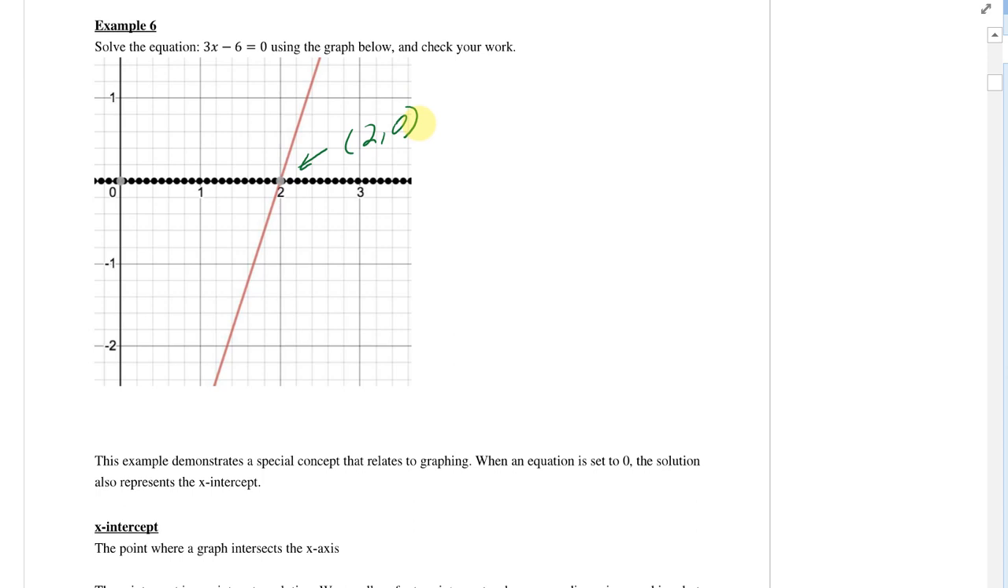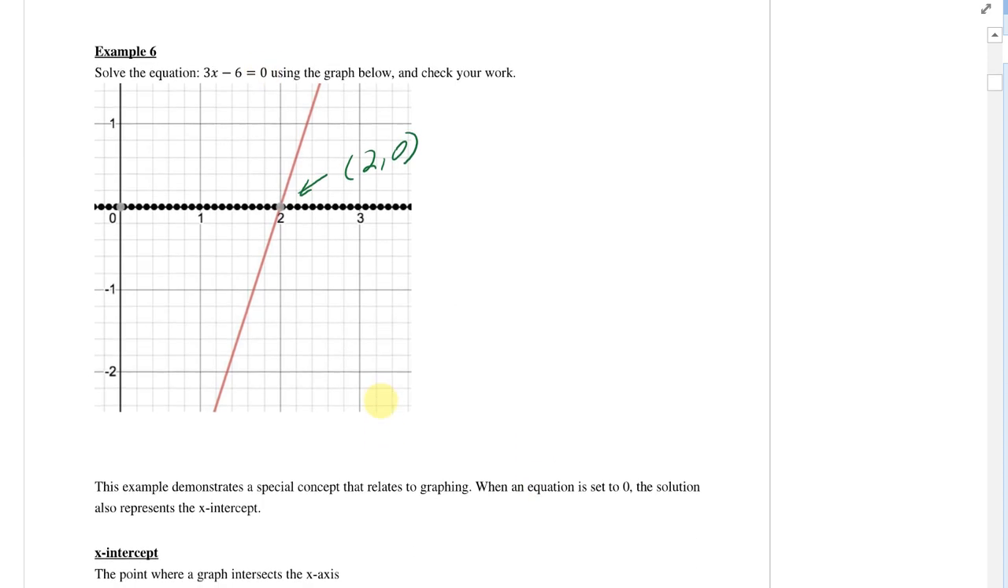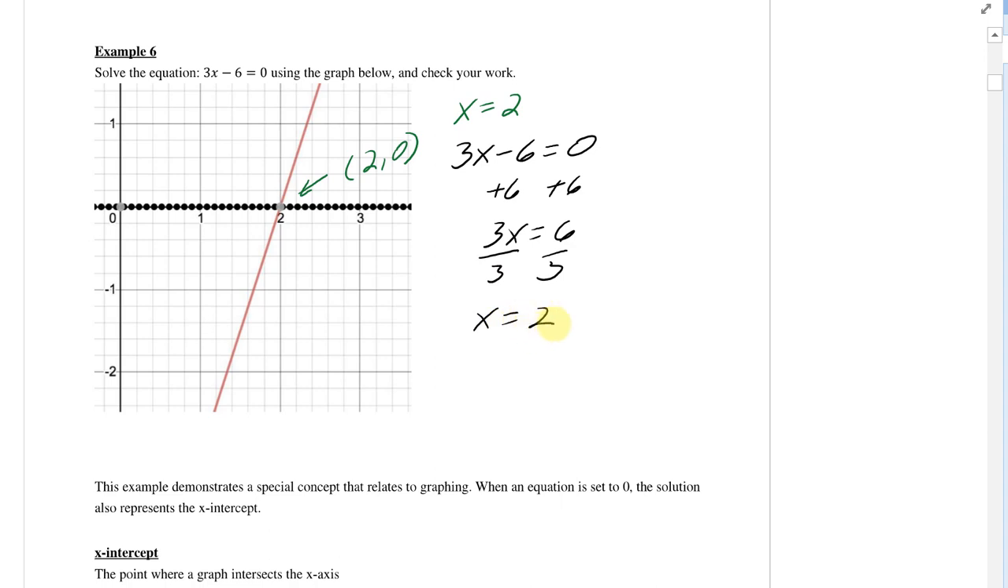And so if I wanted to use this point to figure out the solution to 3x minus 6 equals 0, I would say that my solution is x equals 2. Now, just to be thorough like we were in the last video, I want to actually solve this equation. So I've got 3x minus 6 equals 0. Let me add 6 to each side, so I get 3x equals 6. Divide each side by 3, and I get x equals 2. So hey, that totally worked, right?